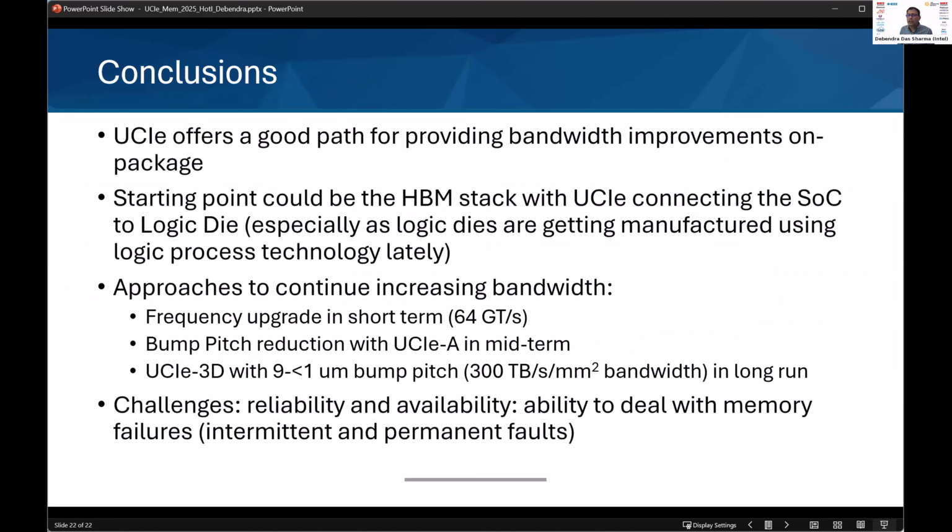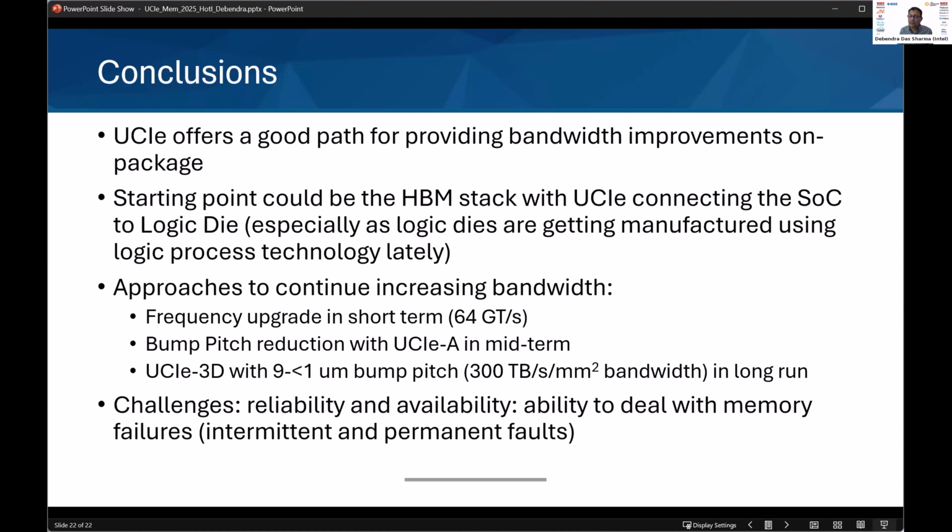So, in conclusion, the biggest benefit that we get with UCIe is the bandwidth density. We have power advantages, we have latency advantages also. Starting point, in my opinion, would be the HBM stack, because people are already talking about taking that logic die and moving it to a logic process technology so it can run faster. So use the faster PHY, get the advantage in terms of bandwidth density, and of course, you're going to get the power advantage in the process.